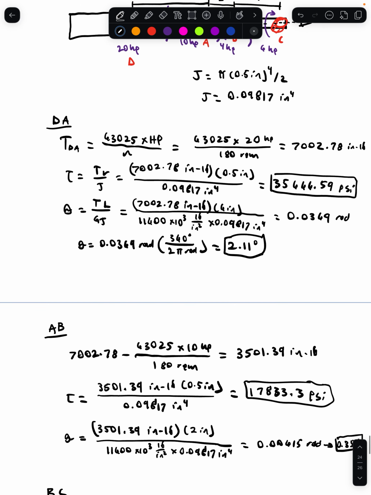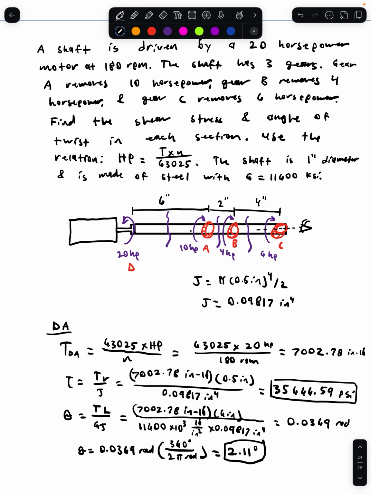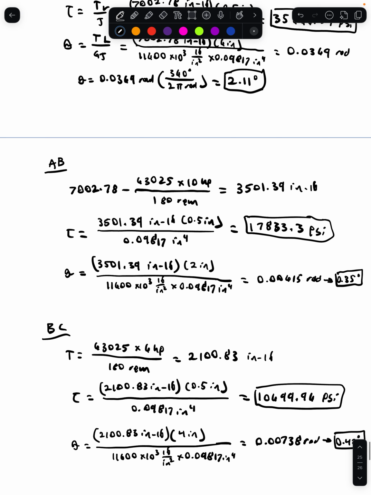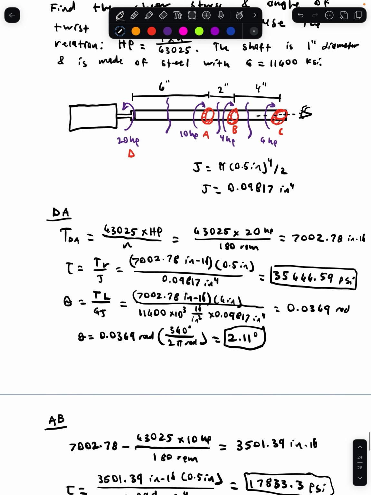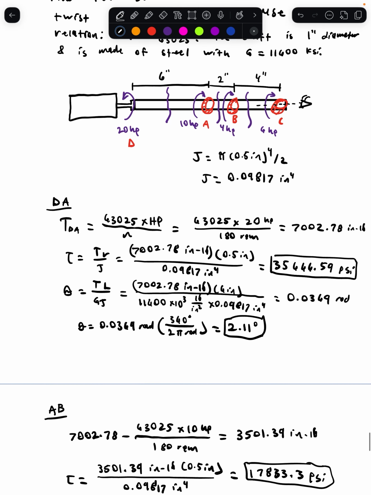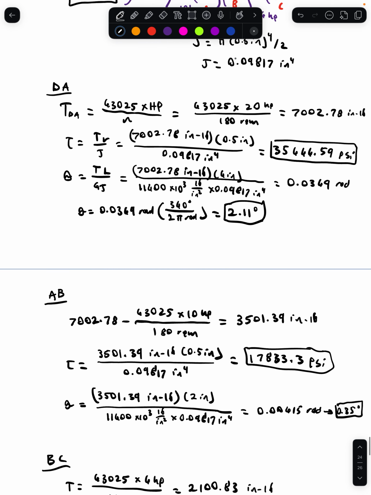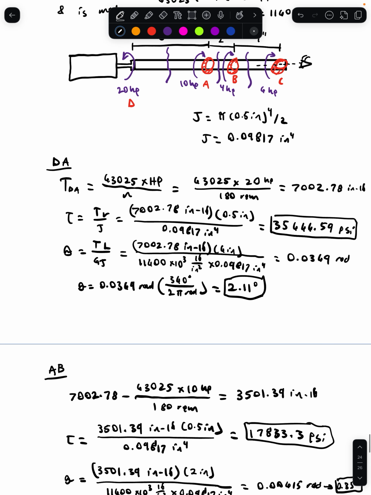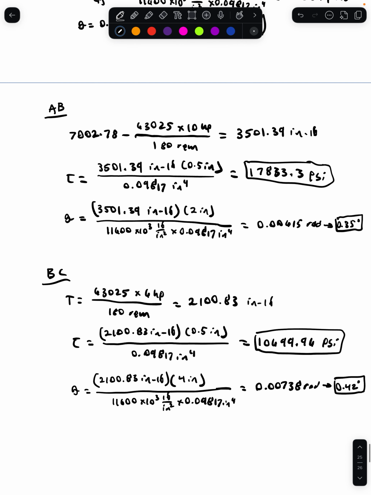Okay, so we found the shear stress in each of these sections, and they're all different. They should all be proportional to each other though, which they are. And then we found the angle of twist in each section. So when we look at A versus the motor, A is 2.11 degrees out of phase. And then when we look at A and B, we know that B is 0.35 degrees out of phase from A. And then from B to C, we've got a 0.42 degree difference.